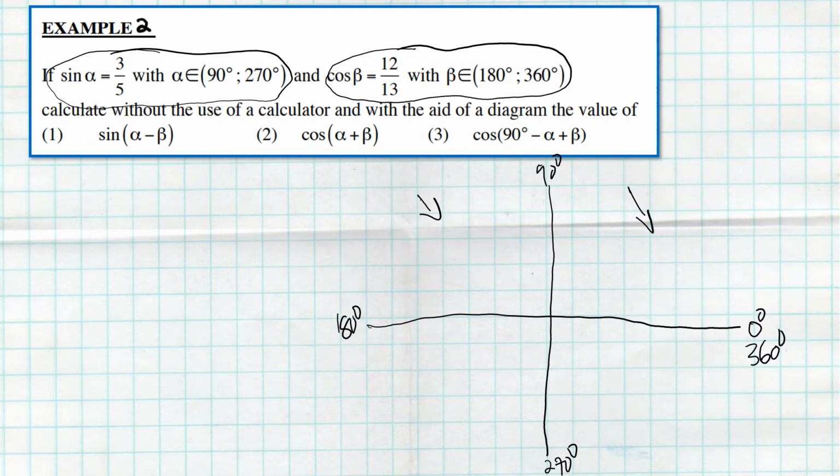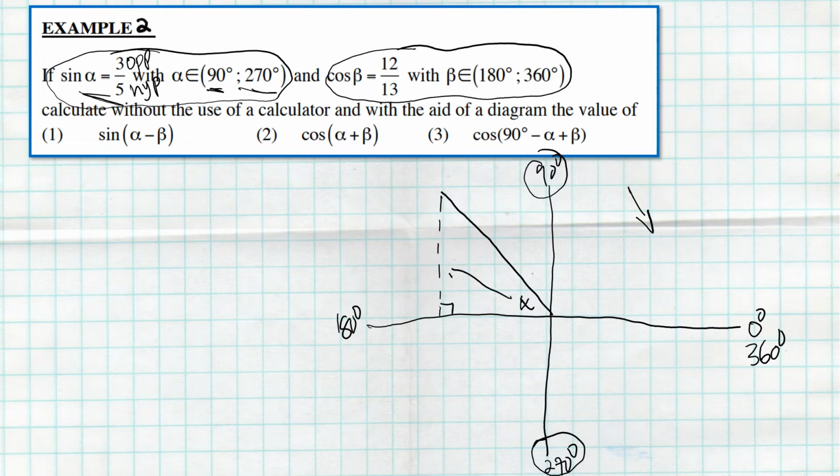But they are saying the angle is between 90 and 270. Let's go to 90 and 270 and check where sine is positive. It's the second quadrant. That's where we're going to sketch our triangle. So this is really how you determine how you're going to sketch that triangle. So it's alpha there, and we know that sine alpha is opposite over hypotenuse. So our opposite is 3. So it's on the positive y-axis, so it will remain 3, right?